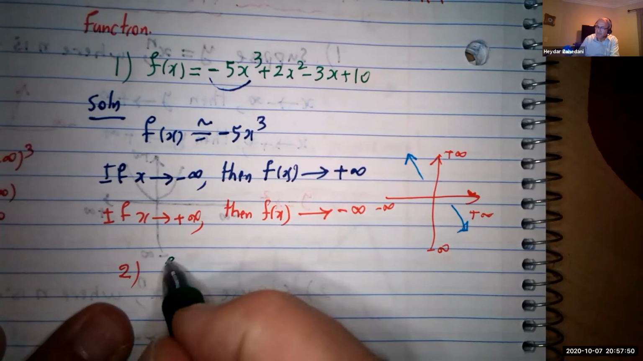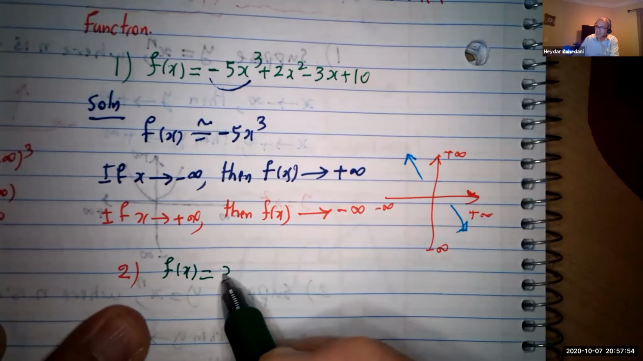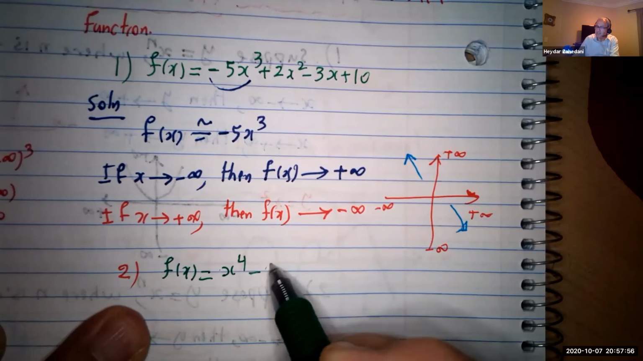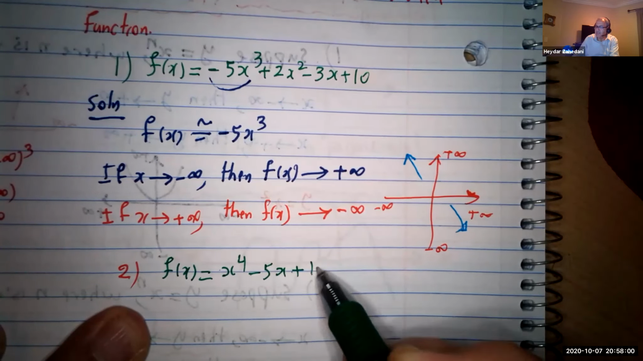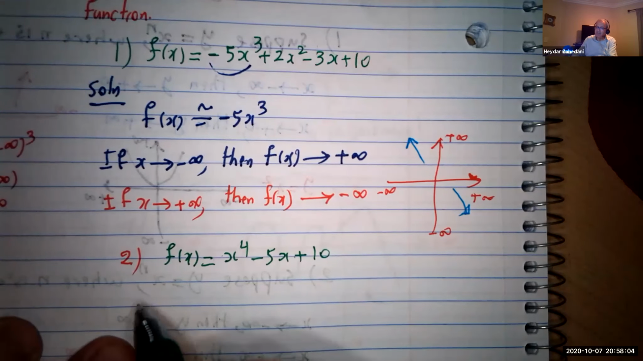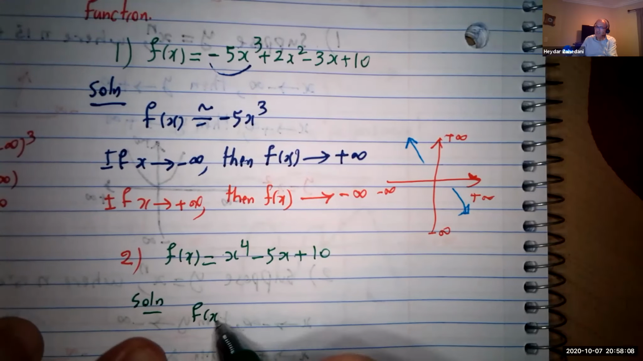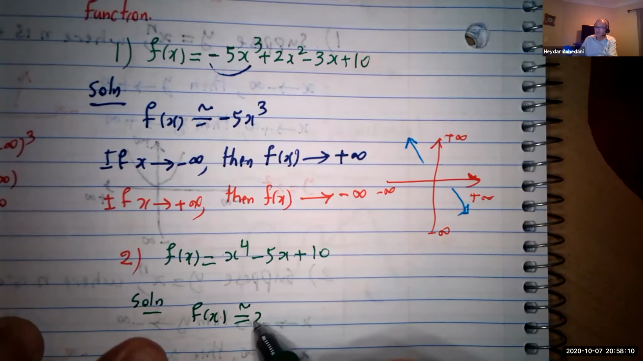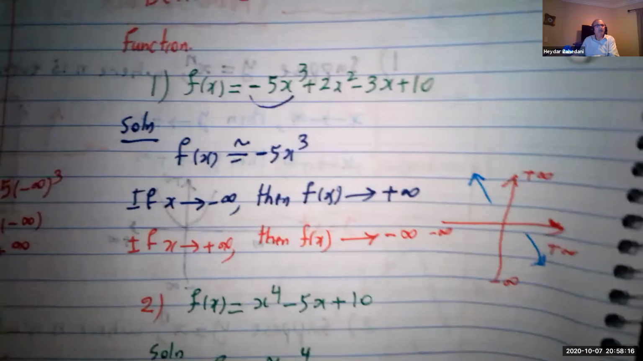So let's check another one. Suppose you have f of x equal to, how about x to the fourth minus 5x plus 10. You see it's a polynomial again. So the solution is, we shrink it into x to the fourth, the leading term. Now check the infinities.